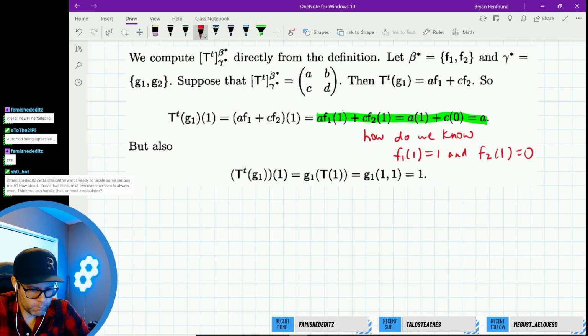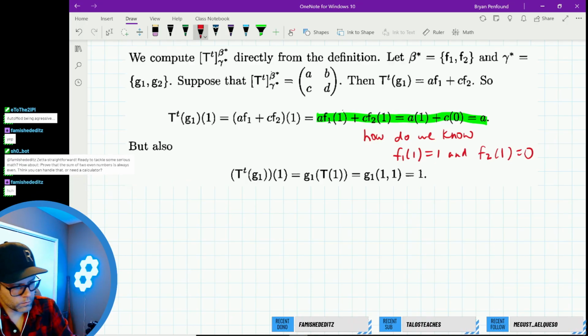Zeta straightforward. Ready to tackle some serious math? How about I'll prove that the sum of two even numbers is always even? Think you can handle that or need a calculator?